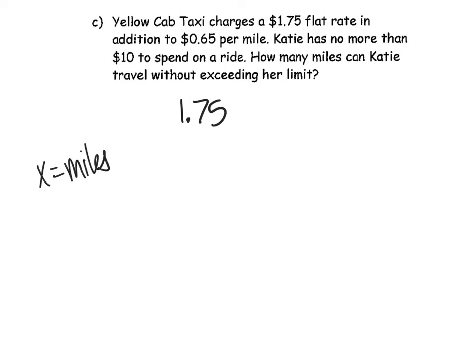Miles. Okay, now what am I going to do with my equation? I have $1.75. I sat down in the cab, now what? Sure, 0.65 m. What kind of operation is in the middle of that? Addition, because you have to also pay. Oh, but Katie has no more than $10. She cannot spend more than $10.